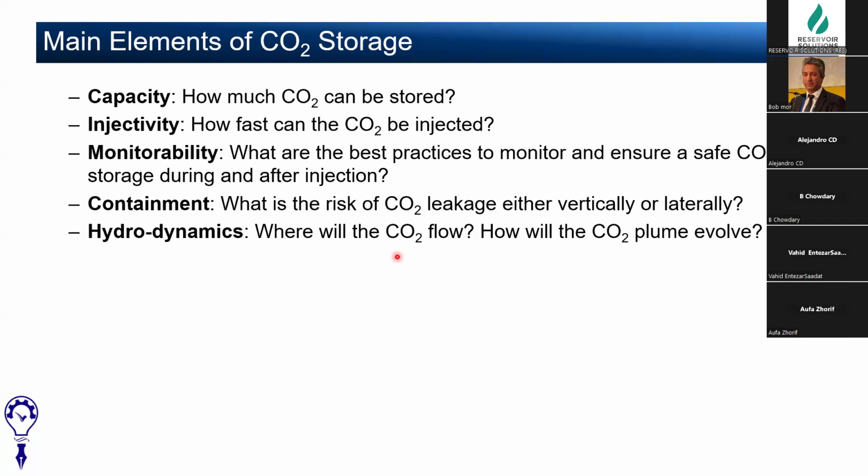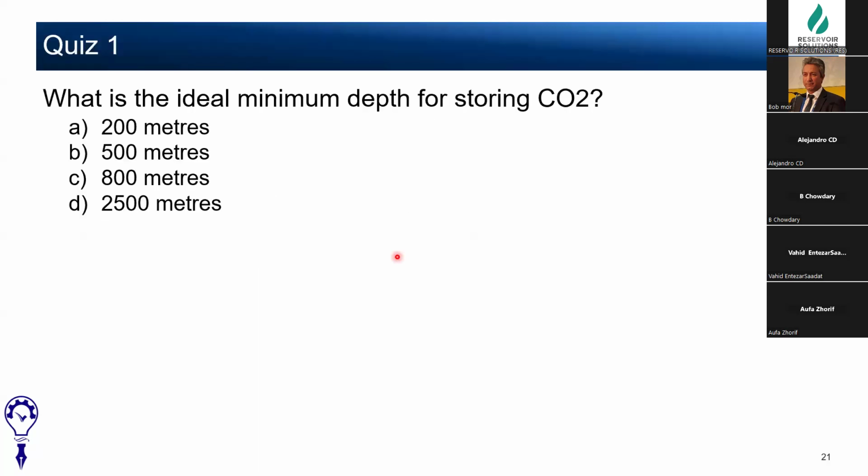So by having this introduction, let's have a test and quiz, and I will appreciate if you can answer me in the chat box about this question. What is the ideal minimum depth for storing CO2 in subsurface and underground? A, 200 meters, B, 500 meters, C is 800 meters, and D is 2,500 meters. I will appreciate if you can answer and reply in the chat box and tell me which depth is the minimum depth for storing CO2.